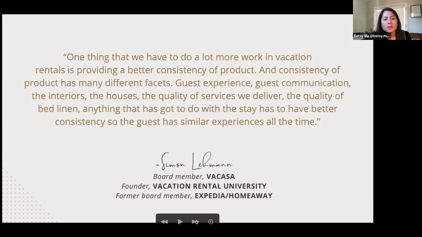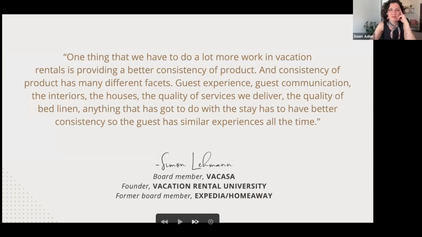So one thing that we have to do a lot more work on in vacation rentals is providing a better consistency of product. And consistency of product has many different facets. You have the guest experience, guest communication, the interiors, the houses, the quality of services we deliver, the quality of bed linen, anything that has to do with the stay has to have a better consistency so that the guest experience has similar experiences all the time.